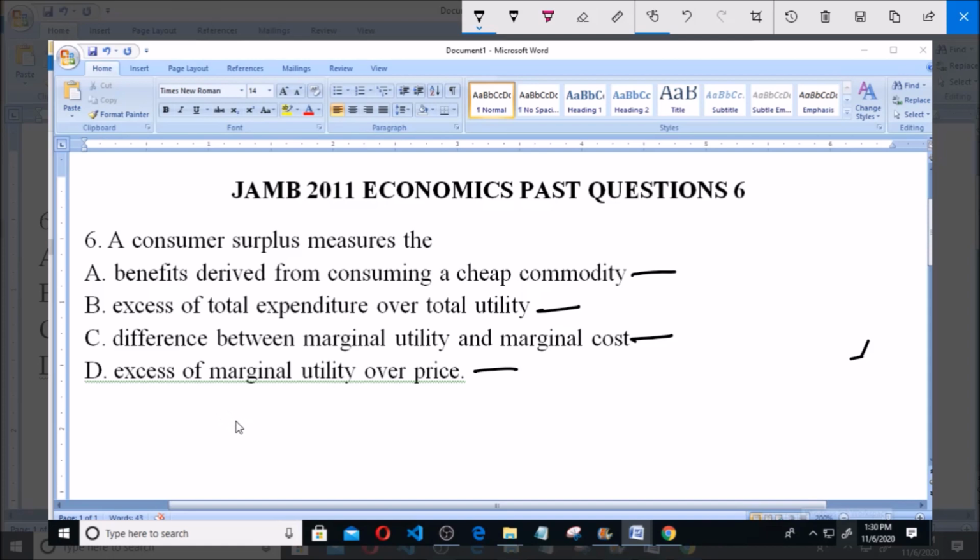Consumer surplus refers to the difference between the amounts a consumer budgeted to pay for a particular commodity based on the expected level of satisfaction and the actual amounts he paid to have the commodity. Therefore, consumer surplus is equal to consumer budget line minus total expenditure.